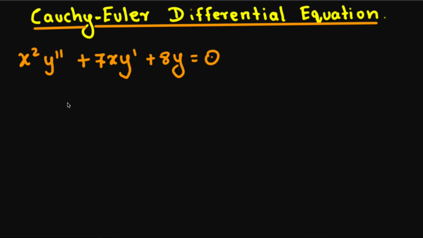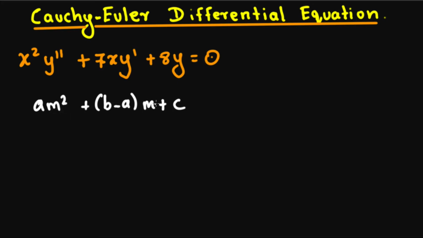Okay, whenever we have a Cauchy-Euler differential equation, the auxiliary equation is going to be in this pattern: a m squared plus (b minus a) m plus c. Okay, this is the auxiliary equation.